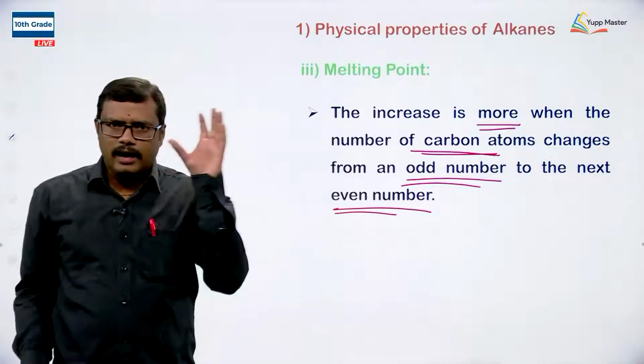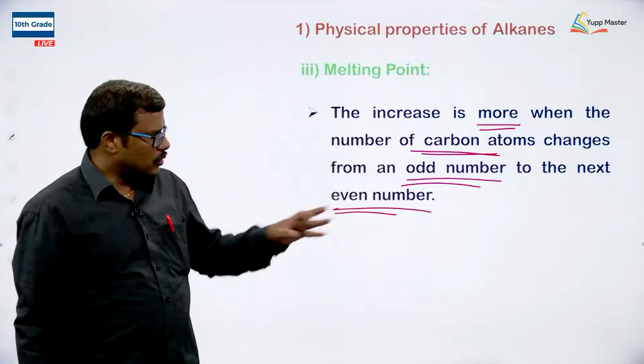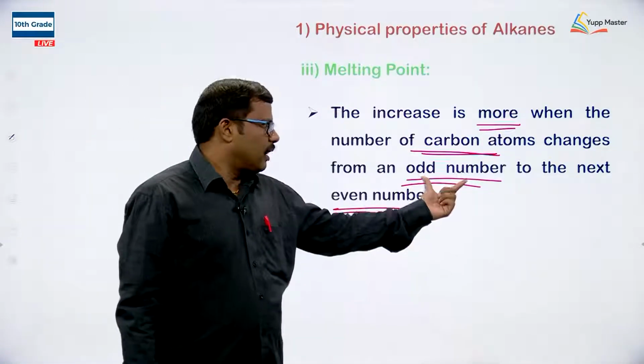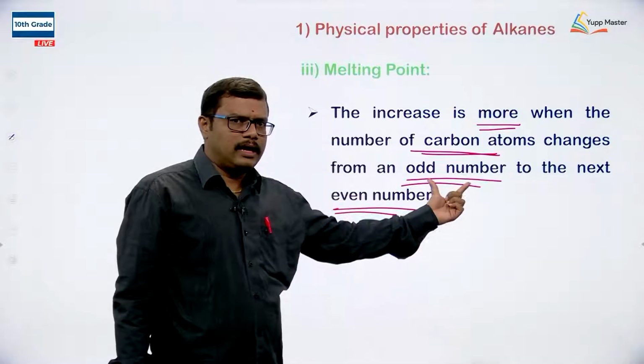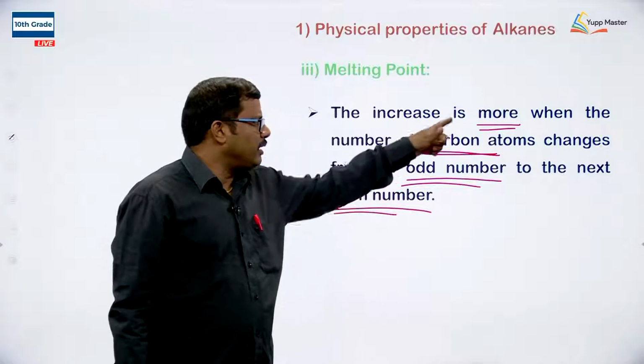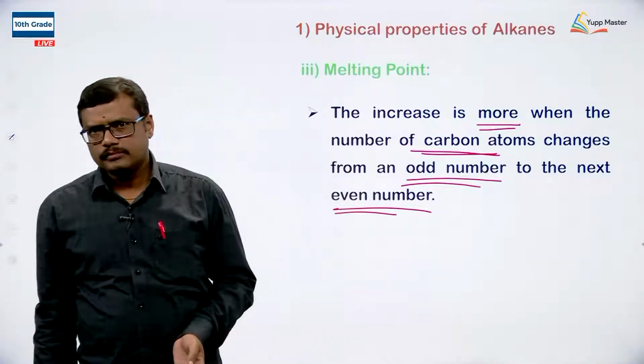So, here, odd number of carbon atoms and even number of carbon atoms, if you take. In that case, when we are moving from odd number containing alkane to even number containing alkane, the boiling point increases, or sorry, the melting point increases more.